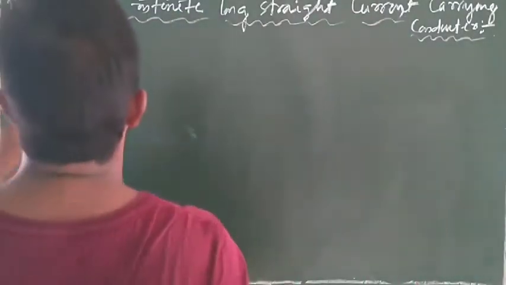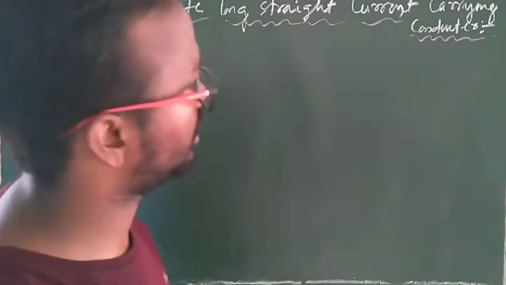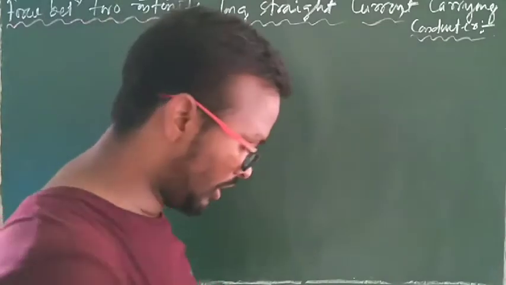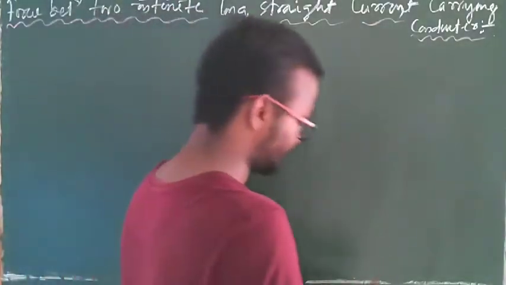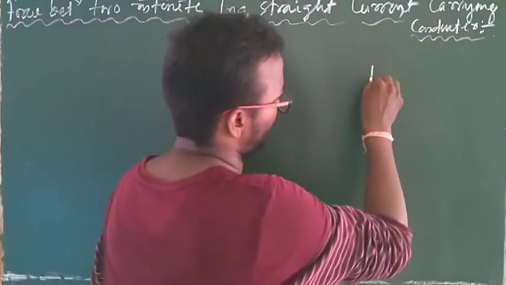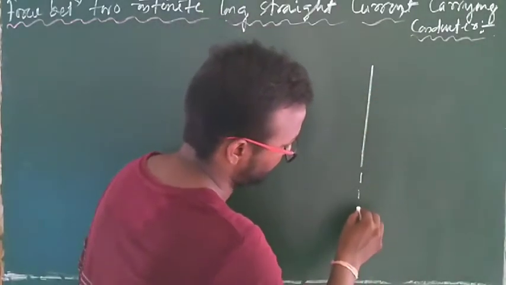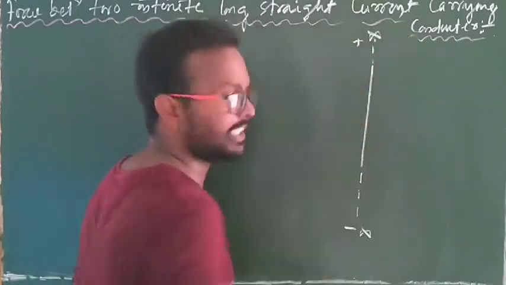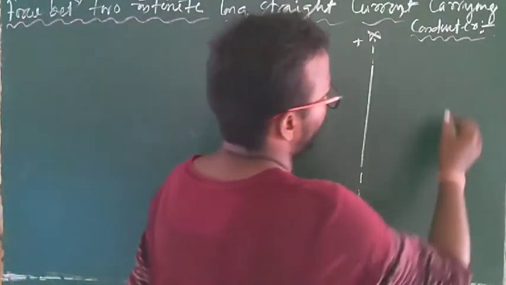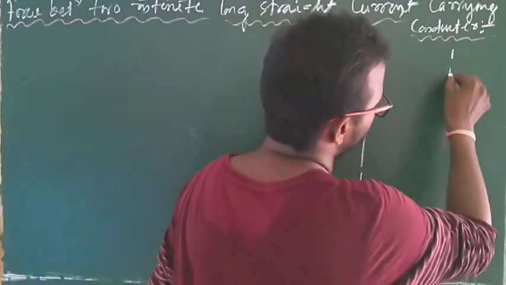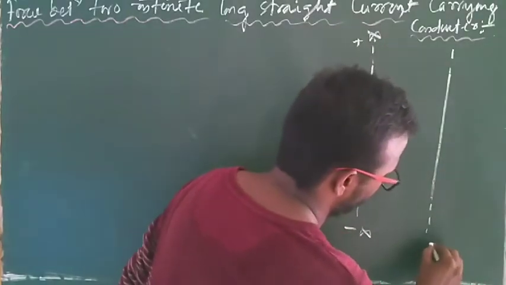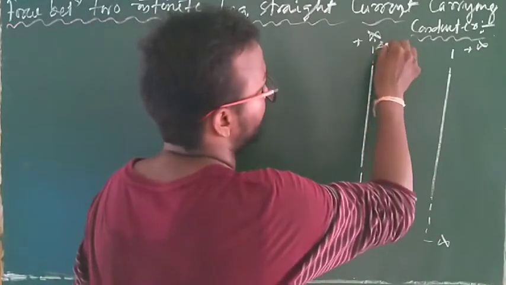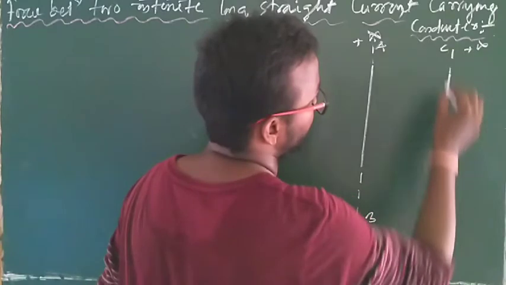Now we will go for the force between two infinite long straight current carrying conductors. What is the force experienced? Suppose there are two current carrying conductors of infinite length. This end is minus infinite and this one is plus infinite. Here this is one conductor and another conductor, minus infinite to plus infinite. Suppose this conductor is AB, and this conductor is CD.